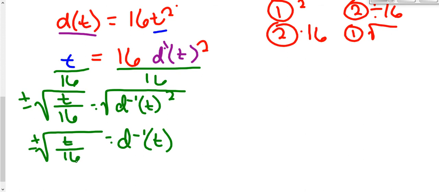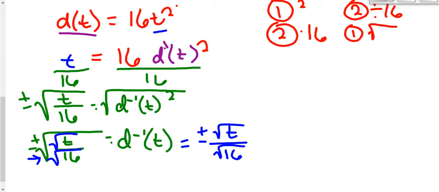Now this can't be our final answer for one very simple reason, and that's that the square root includes a denominator and we're not allowed to have a radical in the denominator. So the easiest way to simplify this problem is going to be to break up the square root. If I'm taking the square root of a fraction, I'm allowed to take the square root of the top and the bottom separately. So what we have here is plus or minus the square root of t over the square root of 16. And now we can see that the bottom can be simplified really nicely. The square root of 16 is just the number 4. So plus or minus square root of t over 4. And that would be our final answer right there.